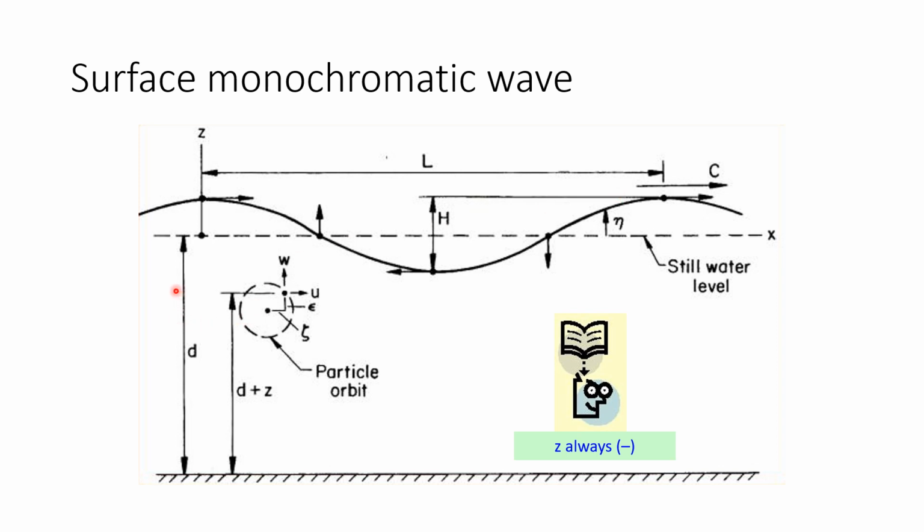Now, since the particle is orbiting around an equilibrium position, then the particle is said to be displaced a certain distance away from the equilibrium position. So the displacement from the equilibrium position also is made up of two components, in the direction of propagation and also in the vertical direction.